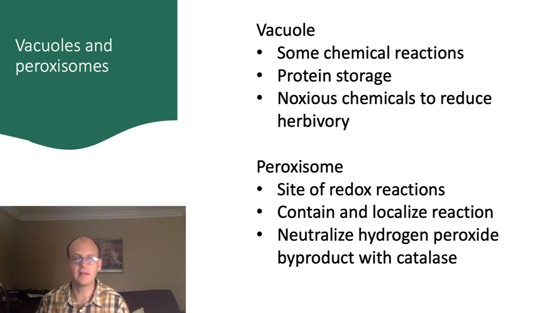The next of these organelles is the peroxisome, which is the site of redox reactions. Redox reactions involve transfers of electrons to produce hydrogen peroxide as a byproduct. Now, hydrogen peroxide is highly reactive and could easily damage other cellular components. The peroxisome contains these reactions within the membrane, preventing such damage. Peroxisomes contain the enzyme catalase, which rapidly converts hydrogen peroxide into oxygen and water.